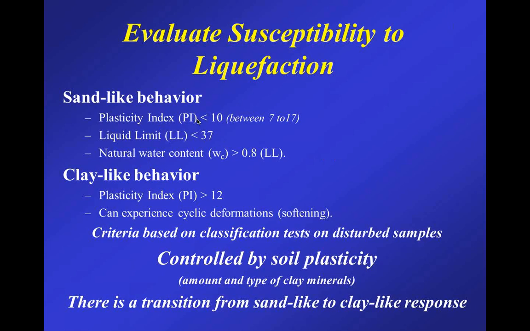So to evaluate the susceptibility of soils to liquefaction, sand-like behavior is generally regarded as non-plastic soils or soils with a plasticity index that's quite low. Now it's quite controversial how low. It seems to vary from anywhere from about 7 through to 17 or 18. And on average, a number of 10 or 12 is commonly used. I'll show you the chart in a moment.